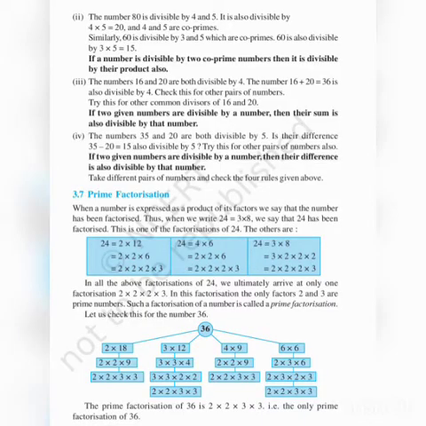Next, rule number 3. What is rule number 3? If two given numbers are divisible by another number, then their sum is also divisible by that number. Listen, if two numbers are divisible by a particular number, then their sum is also divisible by that same number. By using the example you will understand the property.